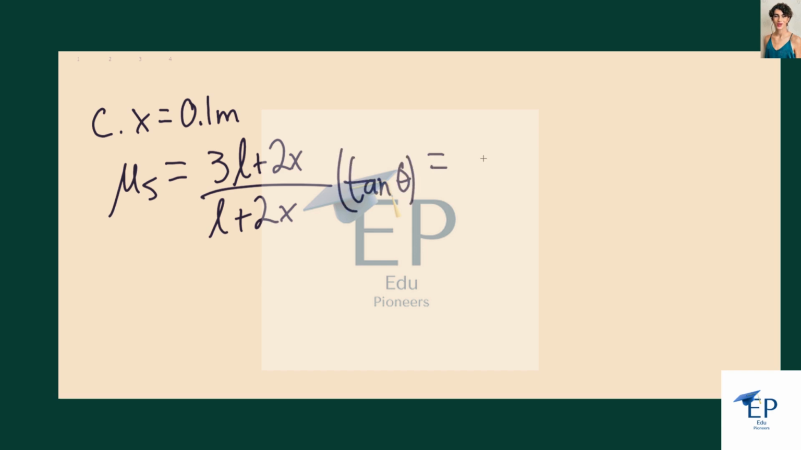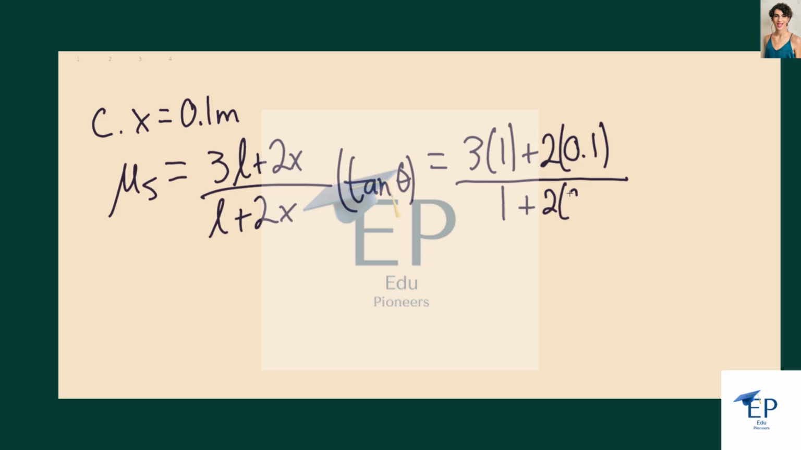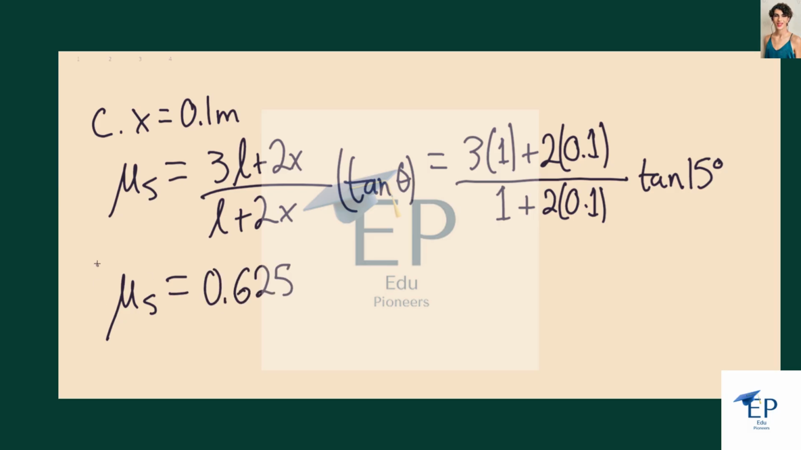And so this is going to be equal to 3 times 1 plus 2 times 0.1 divided by 1 plus 2 times 0.1, and again, times tangent of 15 degrees. We find that the new coefficient of static friction is 0.625. So this would be your answer for part C. That is the end of the solution.